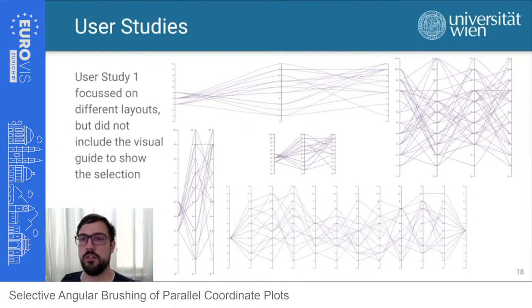Our users did not find this interaction intuitive enough to use and needed some time to get used to this new concept of interacting with parallel coordinates. Therefore, we decided to add the gray triangle to represent the scope of the current selection visually.